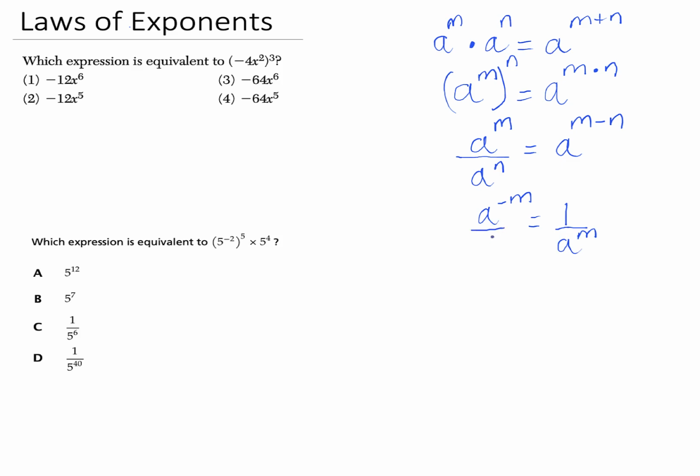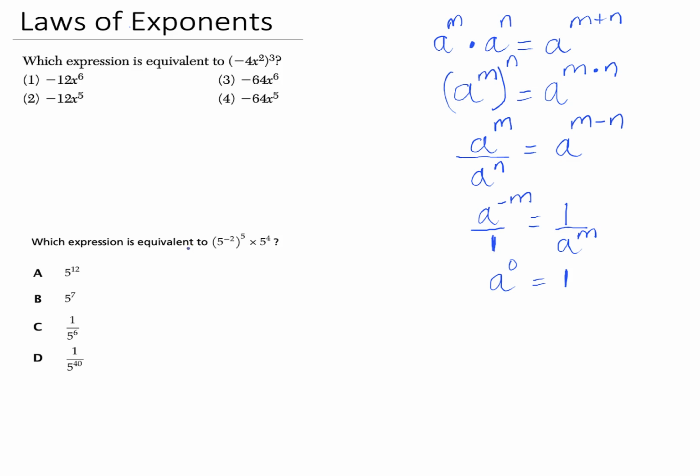If I wrote this as a fraction, I will have to put it over 1. Notice I flipped. So the 1 became the numerator, and then the a to the negative m went to the denominator, but notice that the exponent is not negative anymore. When you flip it, it becomes positive. And then the last one is if you have a base raised to a 0 exponent, your answer would be 1. You need to know these 5 rules in order to solve these problems.